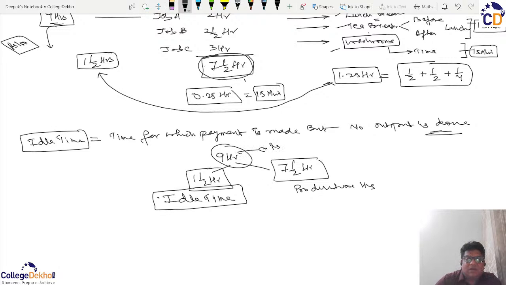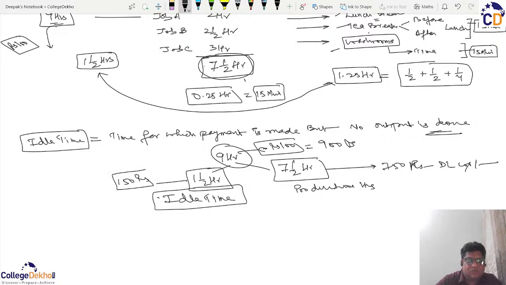So if we take it as a 100 rupees per hour wage, then out of the total wage of 900 per worker per day, 750 is no problem. It is always a direct labor cost. But this cost of 150, because it has been paid, in which account, in which cost it is to be transferred, that is the question. So I hope you now understand what is idle time and what is the problem that is forcing us to take this session.